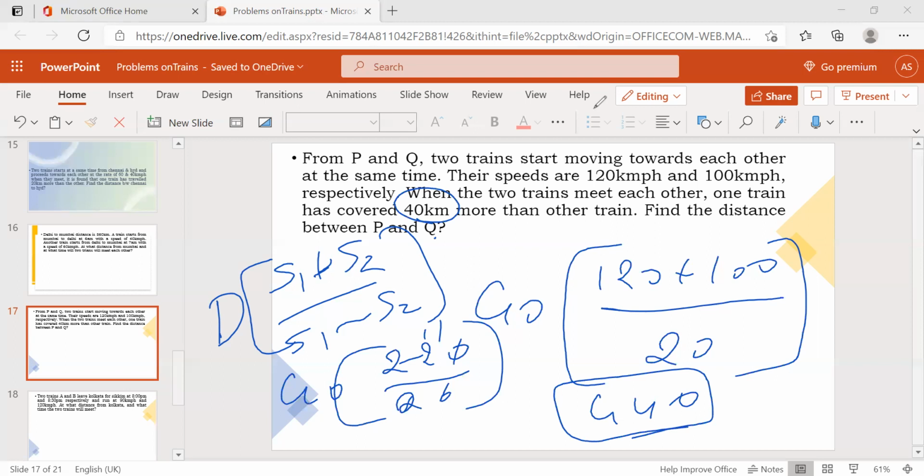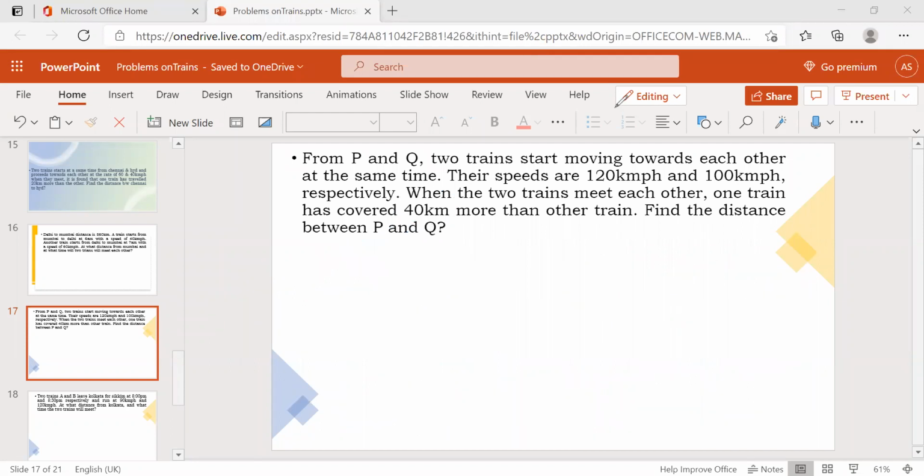So by using this formula, we can solve this very easily. Now, the same problem with the traditional method, how are we going to solve it? I explained already. First of all, they're asking the distance between P and Q. So this is P and this is Q, and train one here and train two here.